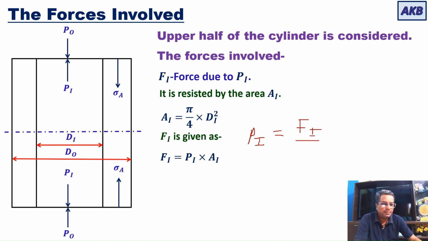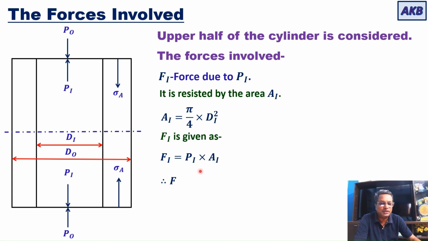Fi upon Ai. And from this, Fi will be Pi into Ai. And that is what I have written over here. So the force that is involved, one is Fi. It is due to the internal pressure Pi. It is resisted by the area Ai, and area Ai is given as pi by 4 into di square. And then Fi will be given by this equation.